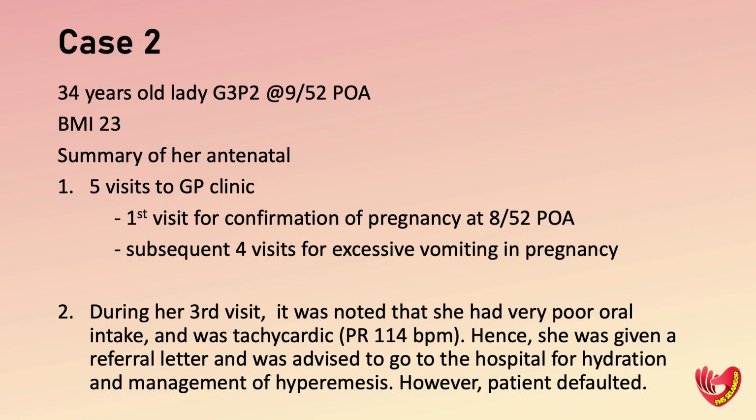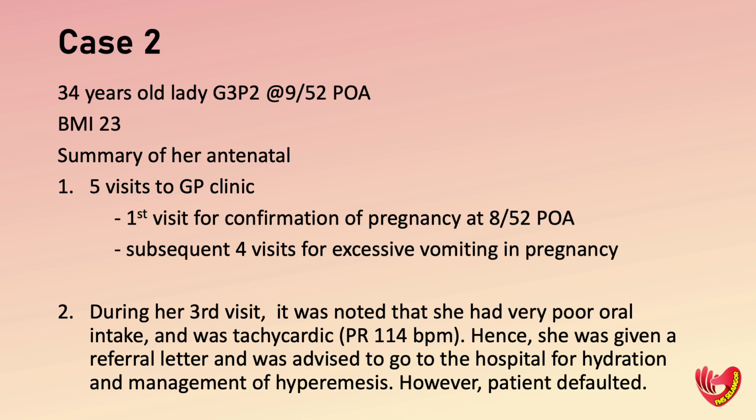Let's move on to the second case, which is in fact a maternal mortality case. This was a 34-year-old lady, G3 para 2, at 9 weeks of gestation, with booking BMI of 23. During her early pregnancy, she had a total of 5 visits to a private clinic. The first visit was for confirmation of pregnancy at 8 weeks gestation. The subsequent 4 visits were for excessive vomiting in pregnancy.